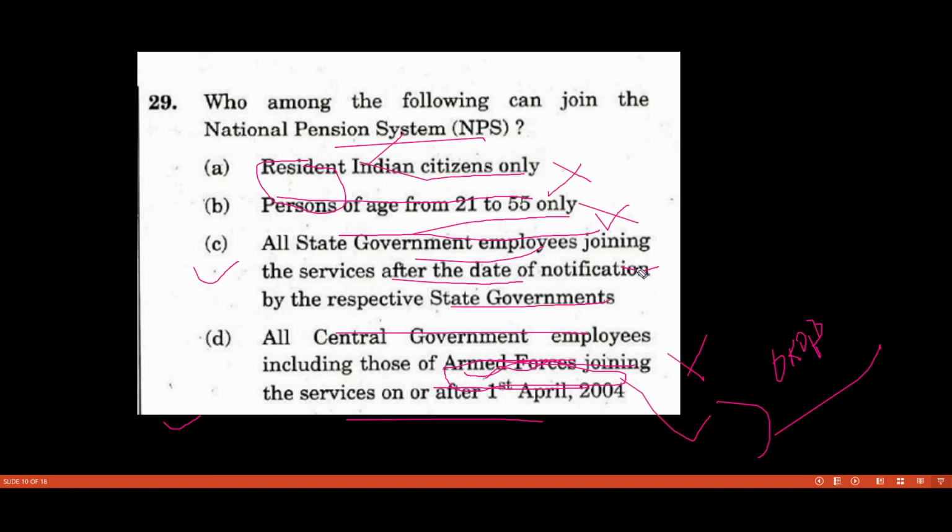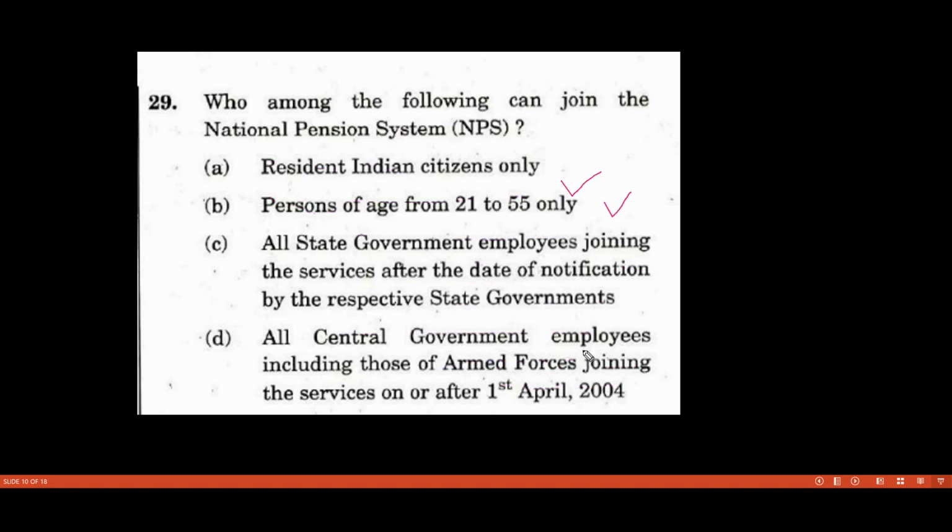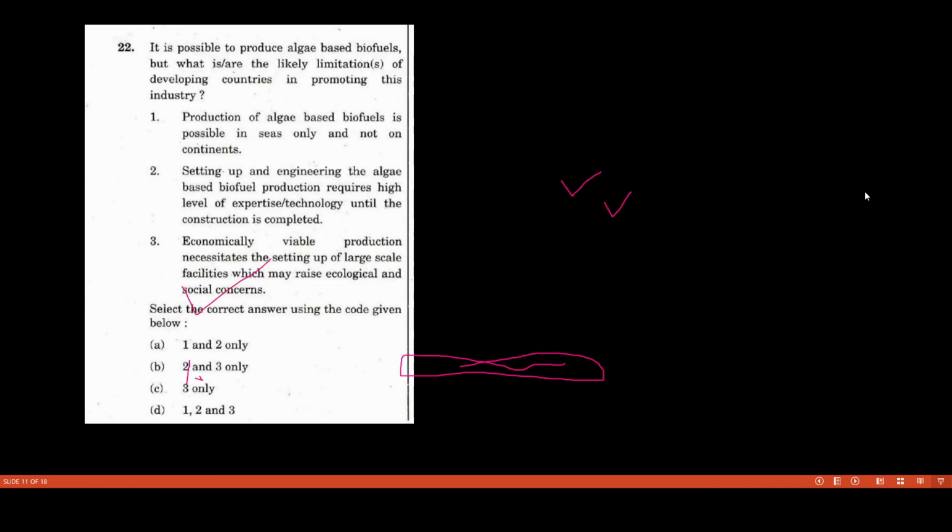So you just have to be very attentive because these two do not seem very logical, and when you see this armed forces here, that should be the moment you cancel this and put your correct answer to this. So this is how you can do this question.